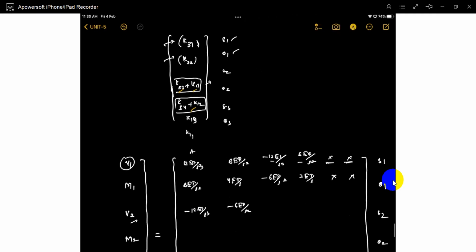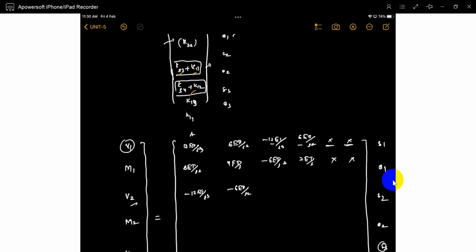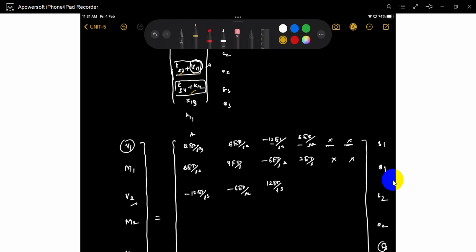So next, K33. What is the K33 value? It is 12 EI by L cube for the A element. You have to add the next K11, so I will add like this. This is again for B, 12 EI by L cube. Maybe this is for A, this is for B. Understood? L may be changed for each element. This is the total stiffness here for that joint.